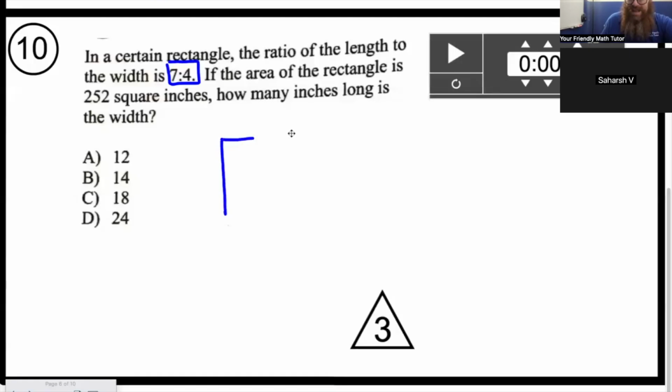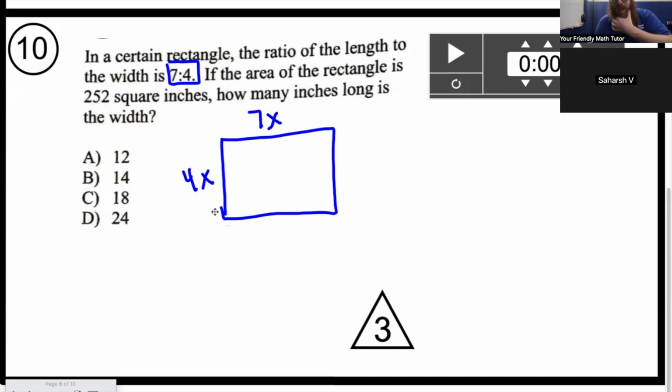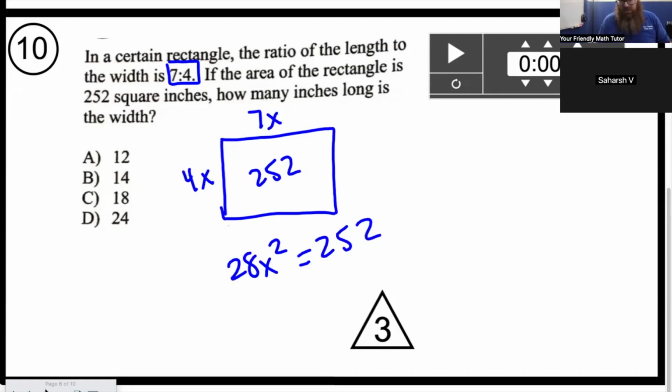Not that we need a visual for this, but if you want one, basically the ratio of the length to the width is 7 to 4. So that means we could think of the length as 7x and the width as 4x. All right. So that's what I mean, attaching x's to them and then doing whatever you have to do in the problem. So if the area is 252, then the area is length times width. So 7x times 4x is 28x squared. That's equal to 252.